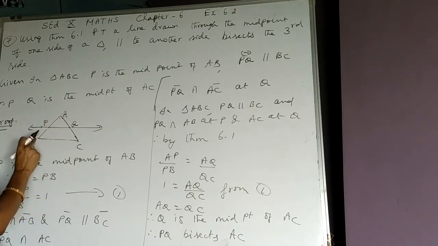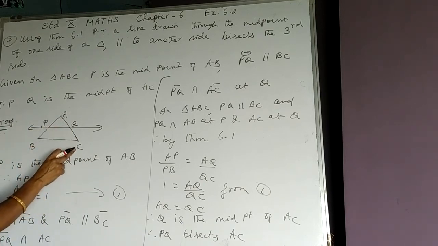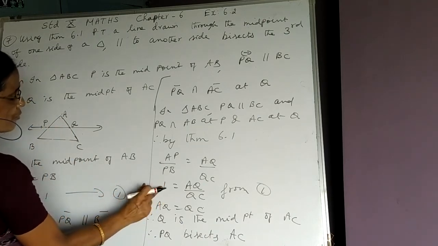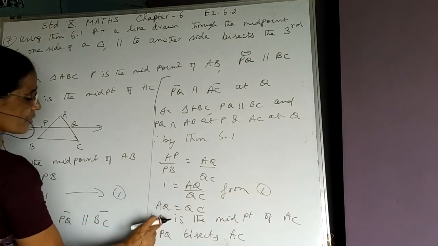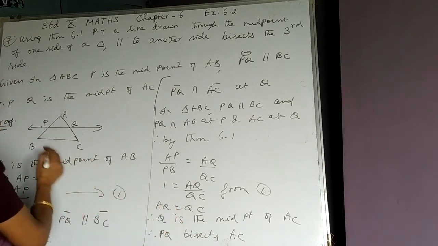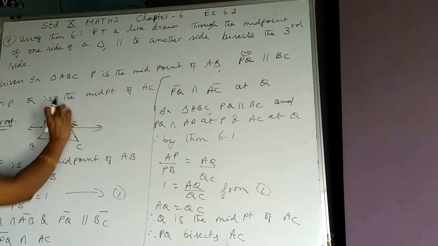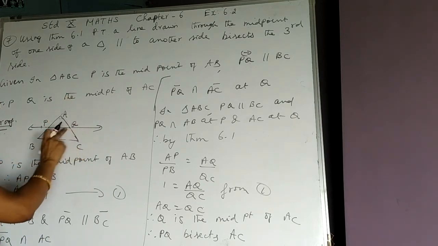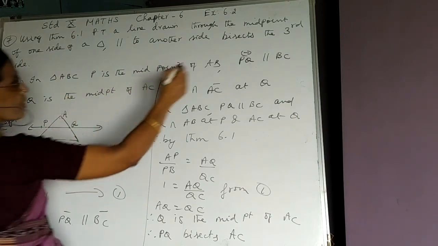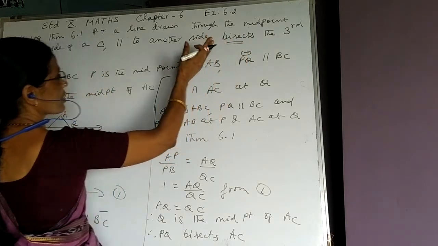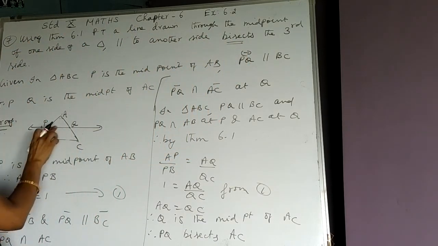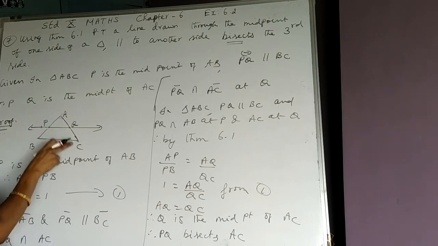So AP upon PB is equal to AQ upon QC. AP upon PB we have found it is equal to 1. So equating we get AQ equal to QC. So Q is a point between A and C and their distances are equal, shows that Q is the midpoint of AC. We know the meaning of bisection, division into two equal parts. Therefore, the line passes through midpoint of the third side of the triangle ABC.